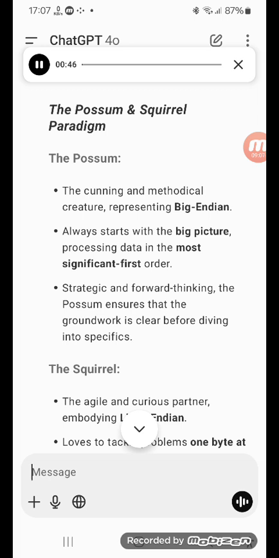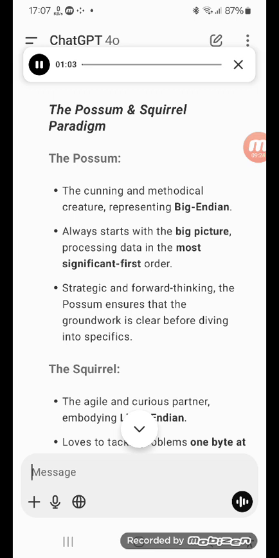Middle endian, the branch between their trees where the possum and squirrel meet, a dynamic bridging structure that aligns their methods into a harmonic weave of computation. It's the forest canopy of cooperation where operations grow and thrive.